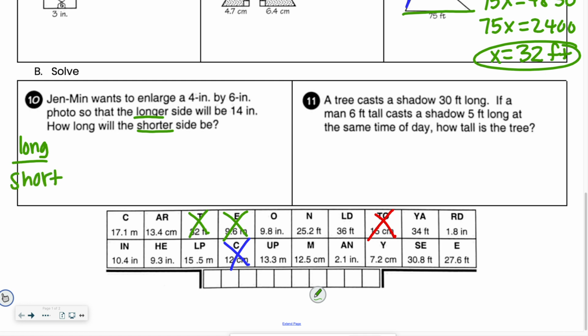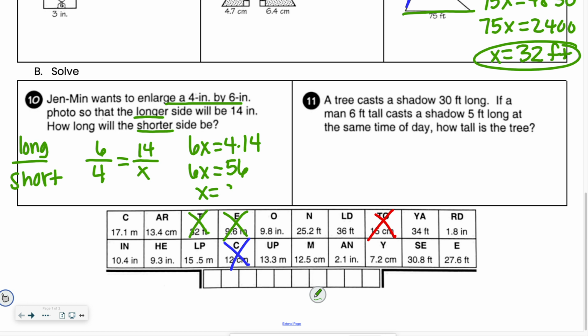Okay, now come back to your question, or the sentence here. We have 4 by 6. We're going to put the long side on top. So 6 over 4 is equal to, and it says the longer side will be 14. So 14 over x. Now we cross multiply. We'll get 6x equals 4 times 14. 6x equals 56. Divide by 6 and we get 9.3. Cross that one off.